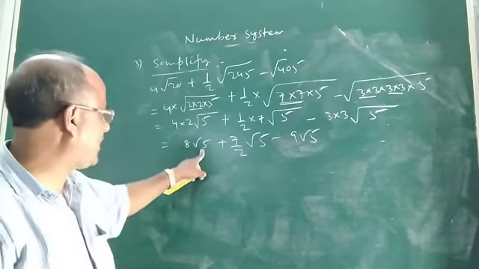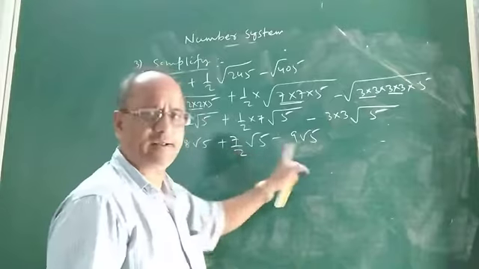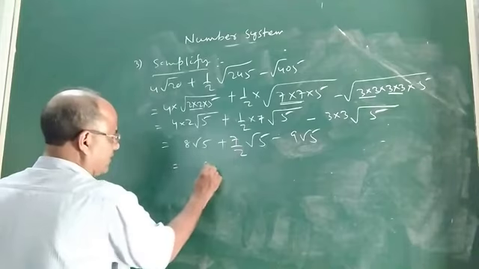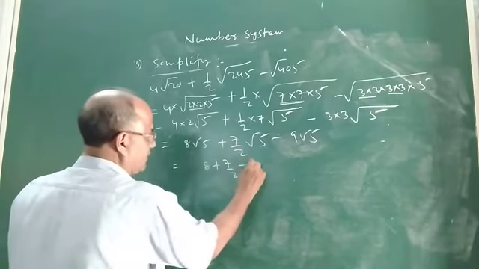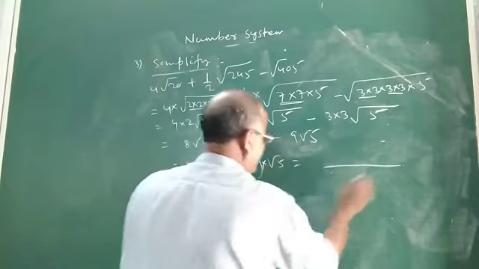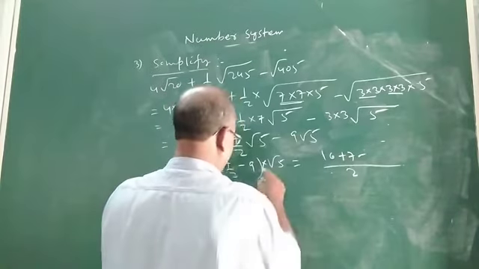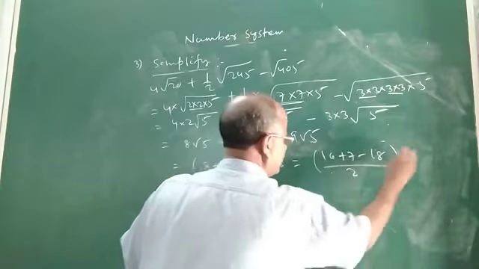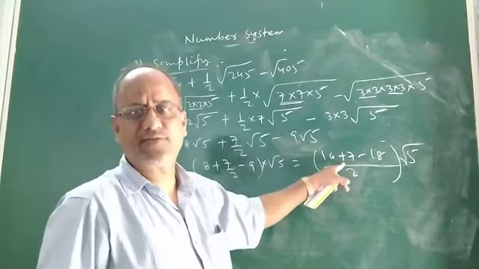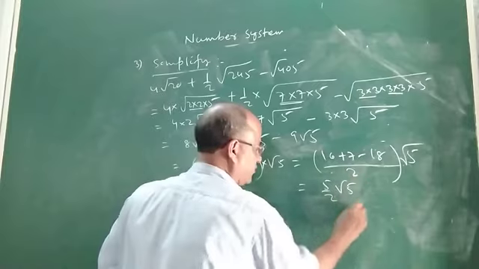So we have 8 root 5 plus 7 by 2 root 5 minus 9 root 5. Now root 5 is multiplied in each term, so we can take root 5 common. It will be 8 plus 7 by 2 minus 9, into root 5. Now you take the LCM, which is 2. 2 into 8 is 16, plus 7, minus 2 into 9 is 18, root 5. 16 plus 7 is 23, minus 18 is 5. 5 by 2 root 5. This will be the final answer.